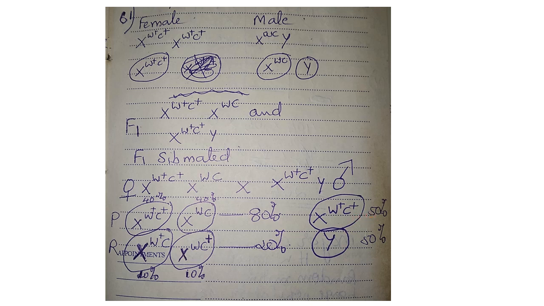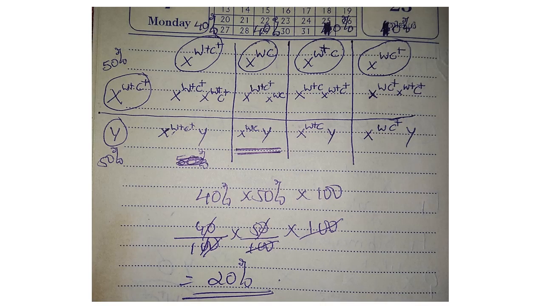Now you have to draw the Punnett square and see. So this is the Punnett square. These are the gametes: 50%, 50% will be male, 40%, 40% parental gametes, 10%, 10% will be your recombinants. They have asked which one will be white-eyed and cross-veinless. So this is the only progeny that is white-eyed and cross-veinless. That is 40% into 50% into 100. That will give you 20%. So the answer is 20.